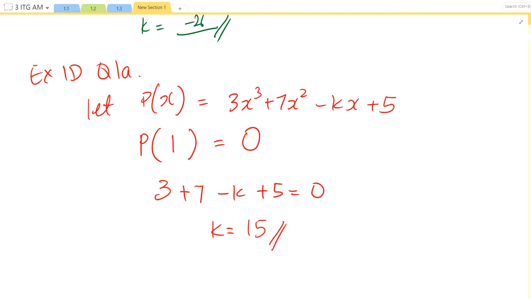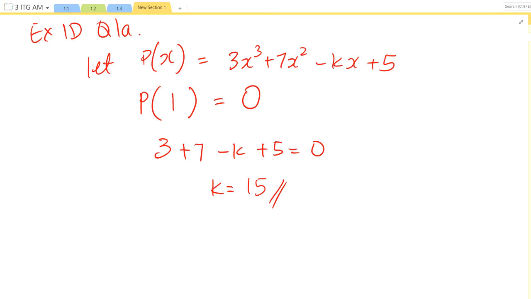Check the answer at the back. Yes. Okay, so this is the solution for 1A. Let's do 1D.